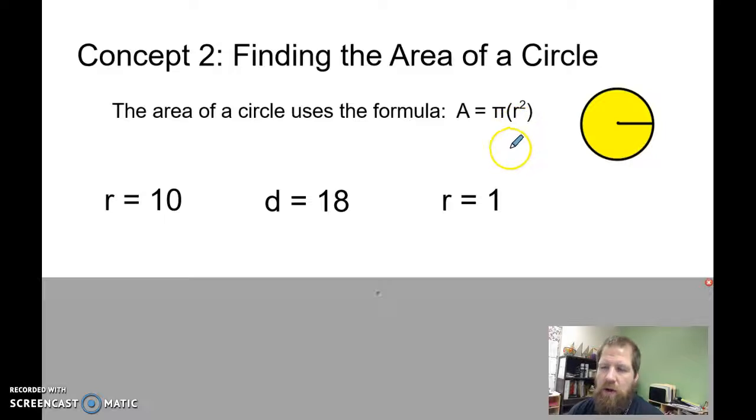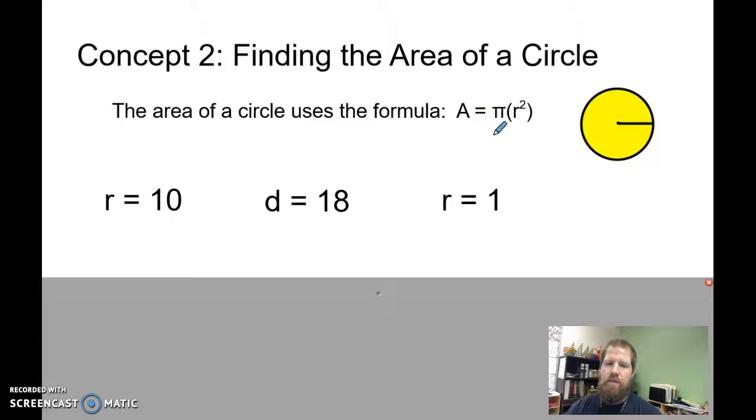So if you are ever given diameter, the first thing you have to do is divide that in half and then plug your radius in. The formula for the area of a circle is area equals pi times r squared. Now notice that I'm squaring my radius, but not my pi.